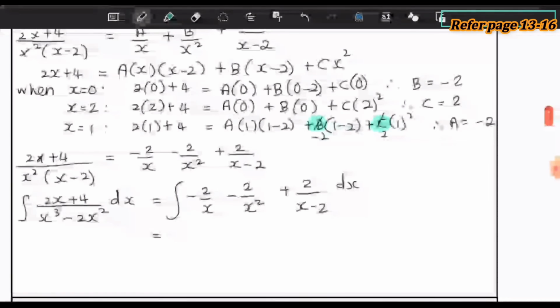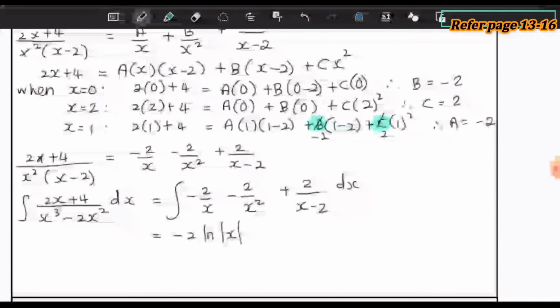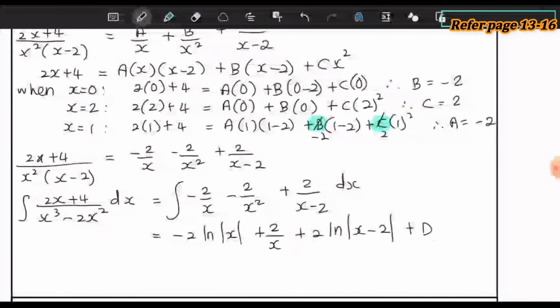Then we have −2 ln x, next, plus 2/x, plus 2 ln|x − 2| plus d. Now, we are using d because we have used c from the previous part.